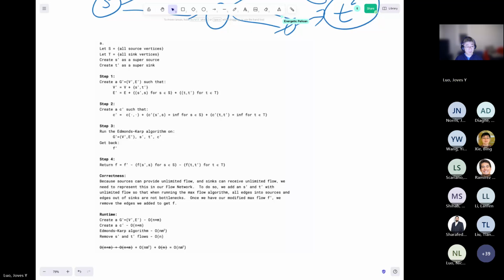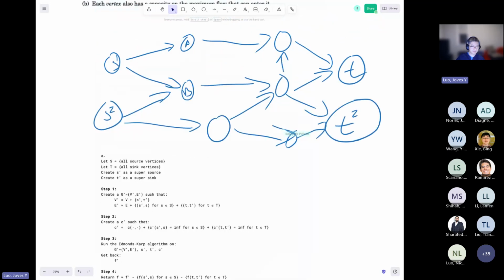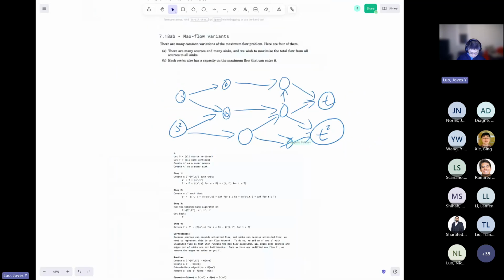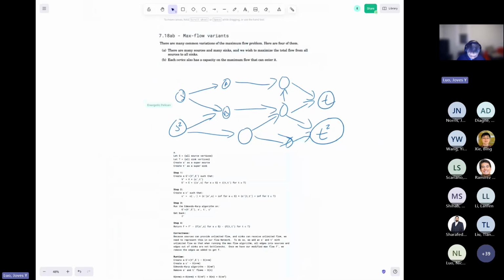And we create T prime as a super sink. By doing this, we now create G prime, which is equal to (V prime, E prime), such that for every vertex, we add our super source and super sink to it. So what that would look like is, I'm going to create the super source.